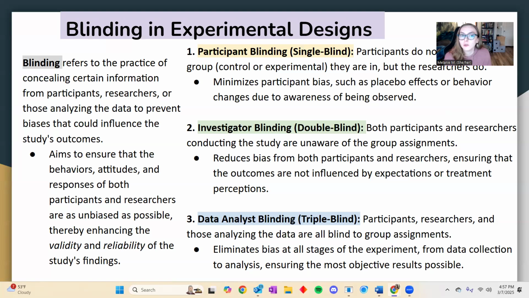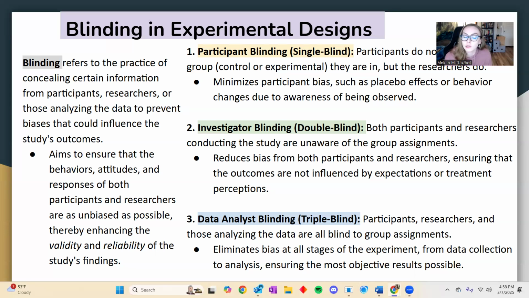The most simple way to do this is called participant blinding, which we call the single blind method. This is when the participants don't know if they're in the control group or the experimental group. Most of the time, if someone is in a placebo group, it's blinded. They don't know that they're in a placebo group. That would defeat the entire purpose, right?